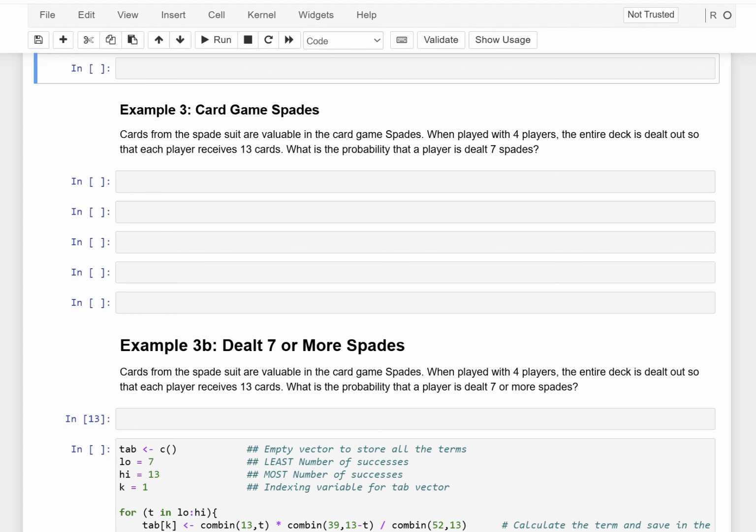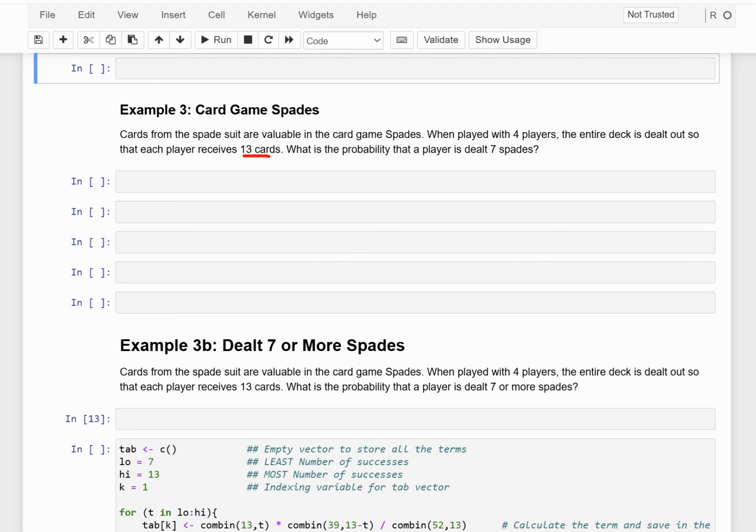Card game spades. So we have 13 cards that are being dealt to us. What is the probability that a player's dealt 7 spades? And if you've never played this game, spades is the trump suit, always. And so spades are great. They beat other cards. They're very powerful cards. And if you get 7 spades in the game of spades, you've got a great hand.